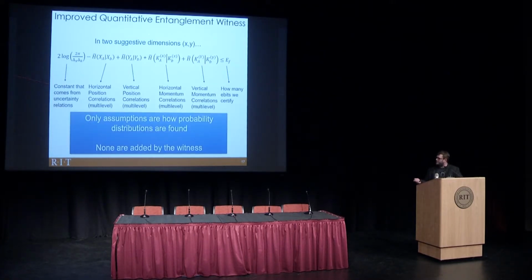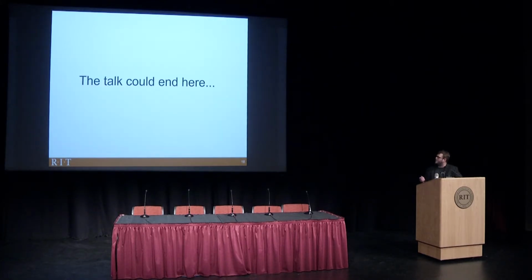And the only assumptions in here have to do with how you convert your data into probability distributions. The witness isn't adding any. So that's important. The witness itself doesn't have any assumptions in it at all. It'll work badly if your estimated distributions are poor, but it won't fail. It won't overestimate.